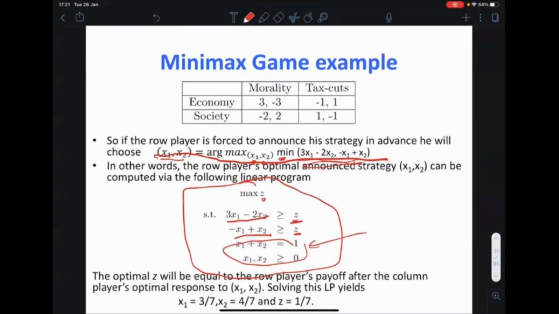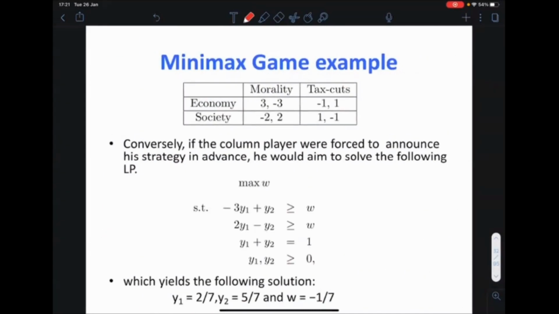And then you can actually show that x1 is 3 out of 7, x2 is 4 out of 7, and z is 1 out of 7. So you can do the same trick for the column player as well. In other words, starting with the column player, I'm going to maximize, and for the opponent, I'm going to minimize. And this is a lower bound for this player, and then we basically maximize that lower bound.